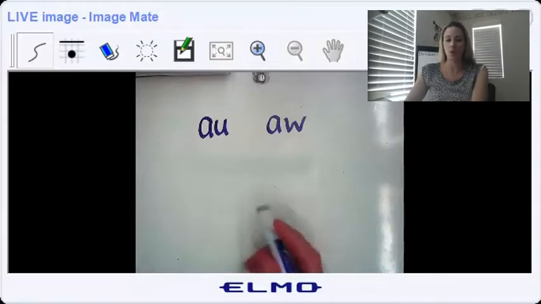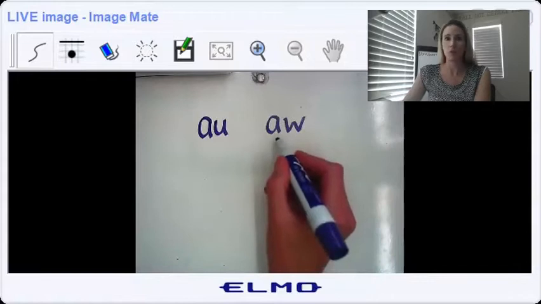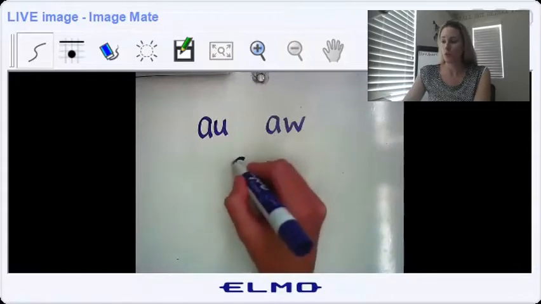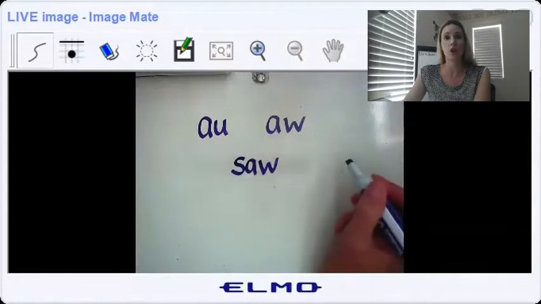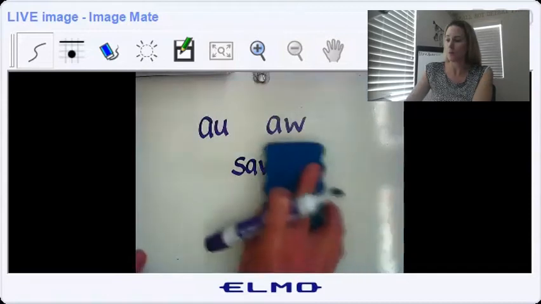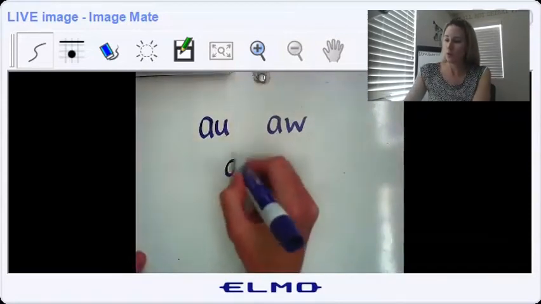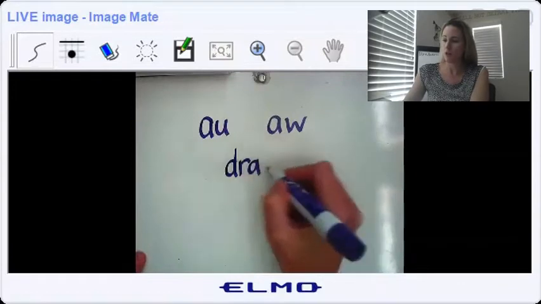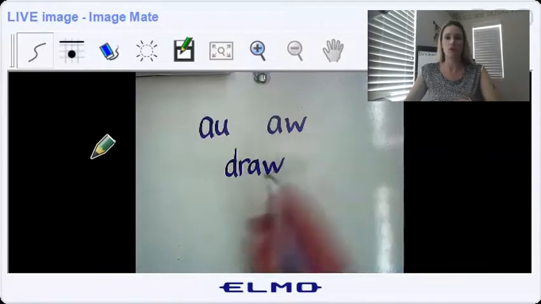Okay, so we're going to talk about when you would use the different spellings. AW would be used at the end of a word. So when you think about the tool that's a saw, it's S-A-W at the end of that word. You also would put AW at the end of a word like draw. Draw will be one of the words from your story.